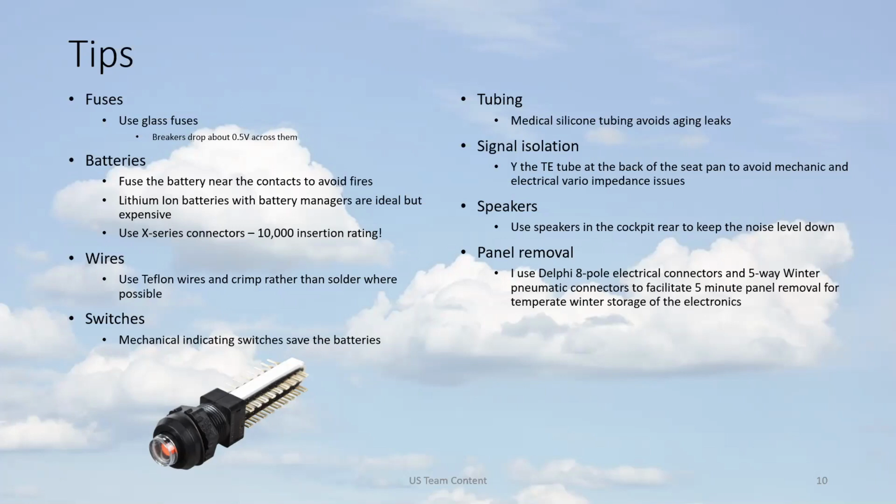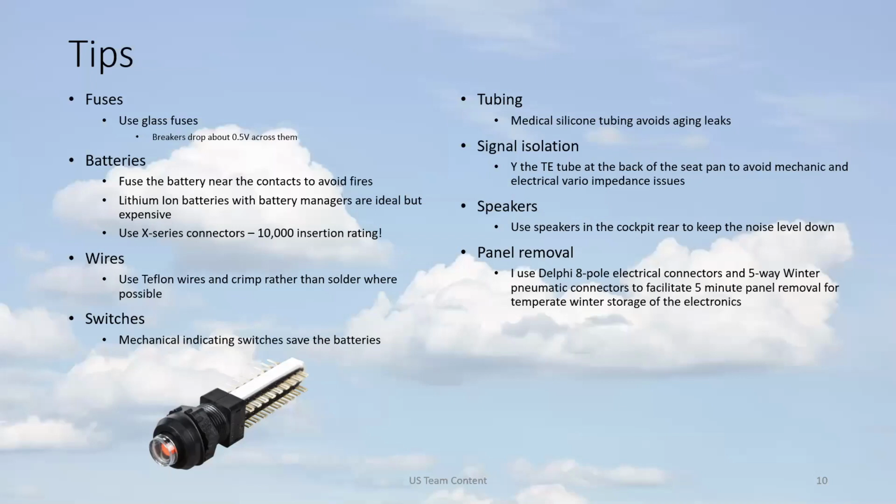If you like mechanical varios and electronic varios, it's safest to put a Y connector in the total energy tube at the back of the seat pan so they don't interfere with each other. SN10 seems to work happily with a Winter. The latest ClearNav vario is not very happy with a Winter plumbed directly into the same total energy. The LX Nav doesn't seem to like it much either.